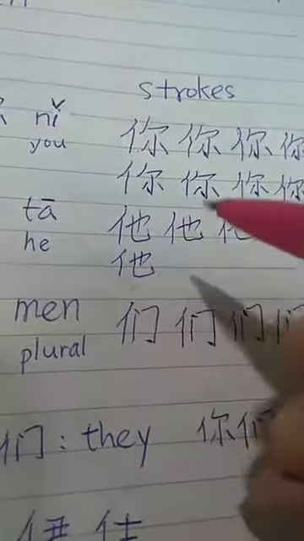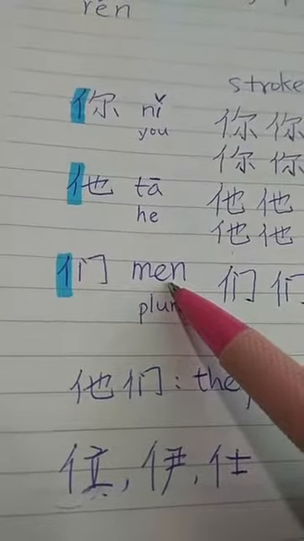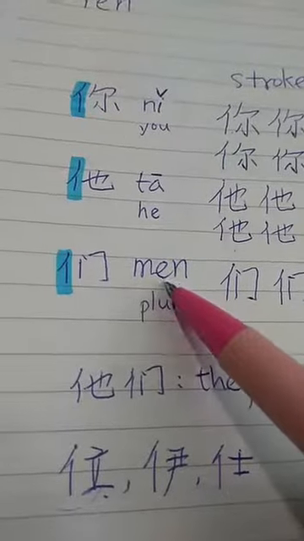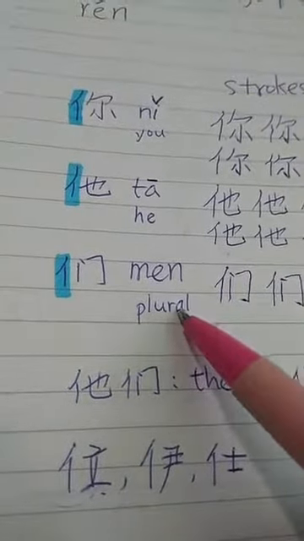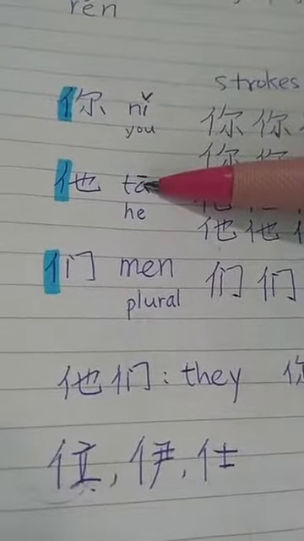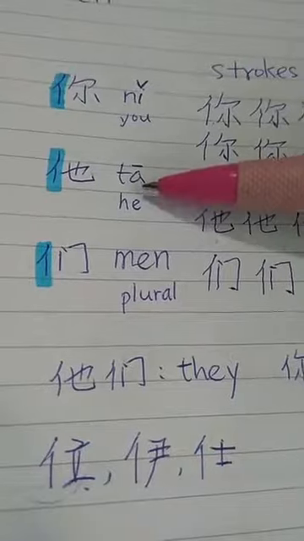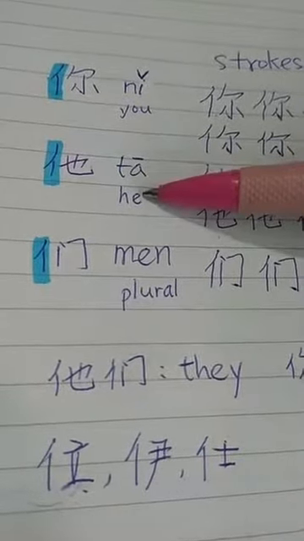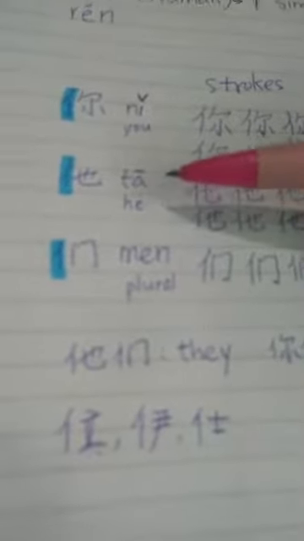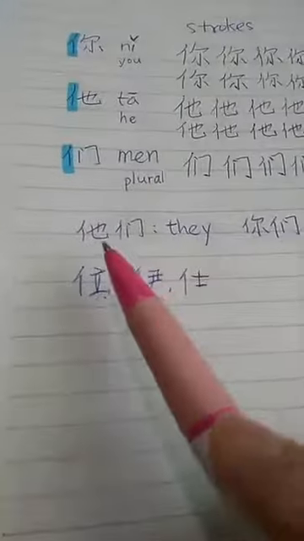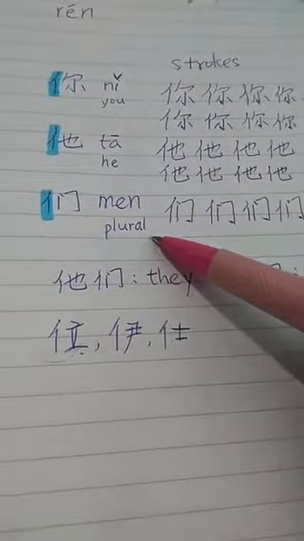Okay, let's talk about the last word, 们, men. Read after me, men. Men, men. This word is the light tone. Men means the plural form of these words. So, for example, when you want to say 他, the plural form is 他们, right? We always use this word, and 他们 together means they. 他们, 他们. So 们 is the plural form.